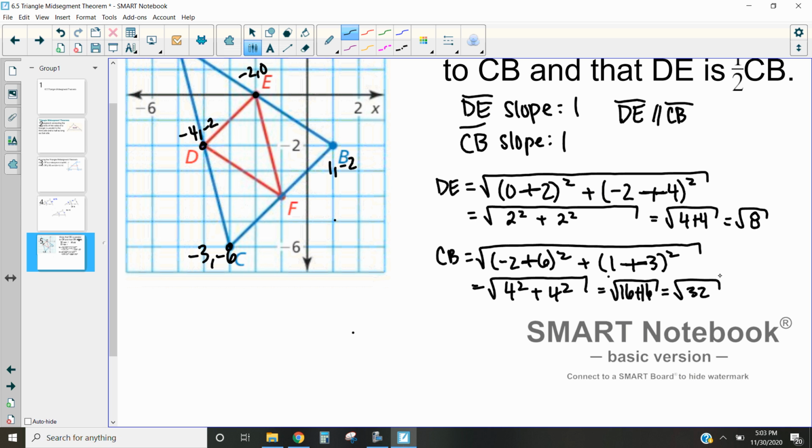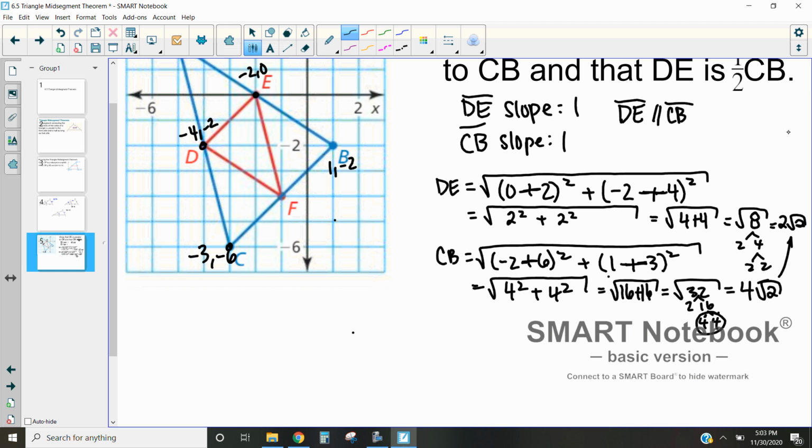Now we can simplify both of these if we want to. The square root of 8 breaks down into 2 and 4 and 2 and 2, so this is really the same as 2 root 2. And this 32, we're going to break down as well. It goes into 2 and 16. 16 breaks down into 4 and 4. So we can take that 4 out and we get 4 root 2. Notice this is 2 root 2. This is 4 root 2. So this one is half of that one. And that is how we can prove that those things are true.